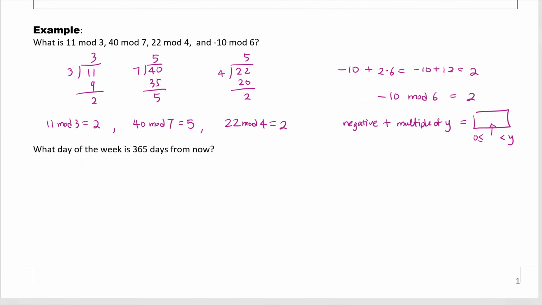Alright, let's continue. What day of the week is 365 days from now? Okay, so let's see. 365. You know how many days in a week? 7, right? So we want to divide it by 7. Well, 5 times 7 is 35, and then 15, so 2 times 7 is 14, 1 left. So in 1 year, we have 52 weeks and 1 more day. So 365 mod 7 equals 1.